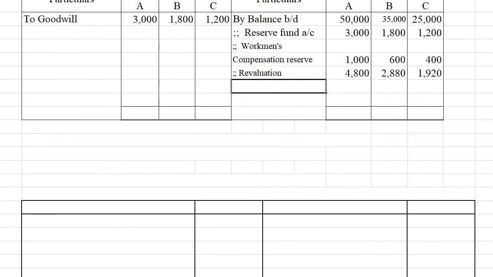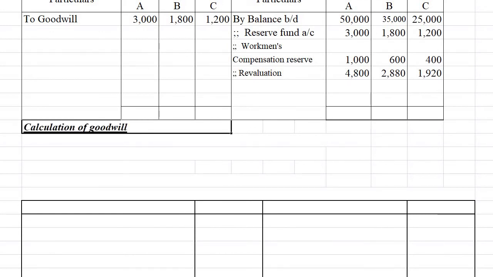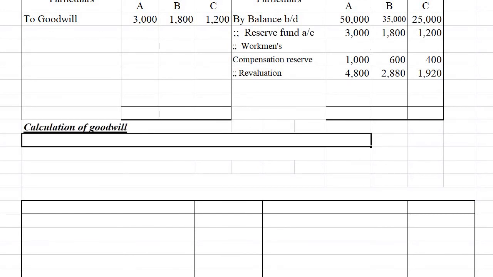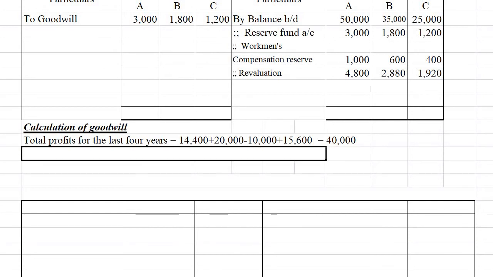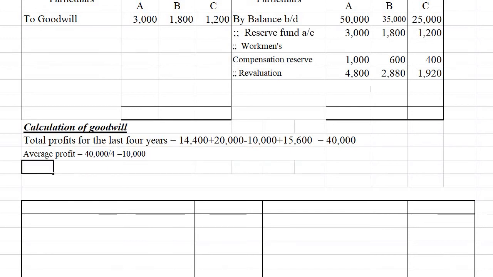So we have to find out the goodwill first. We can write the calculation of goodwill here. Calculation of goodwill. So profit for the last 4 years is given. We can find out the total profit. Total profit is 14,400 plus 20,000 plus 15,600 minus 10,000. Minus 10,000 is for loss. So total profit 40,000. Then average profit 40,000 divided by 4, because it is for 4 years.